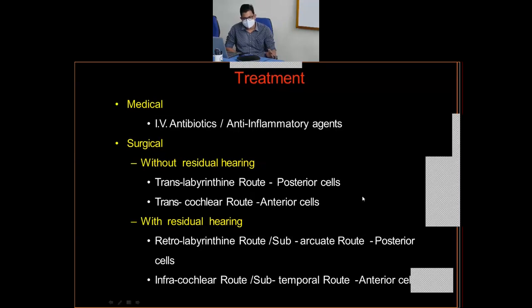And what is the aim of this surgery? We have to remove the abscess or collection. Like in mastoidectomy, we are removing the collection from the mastoid antrum. Same in petrositis, there will be collection in the petrous apex, so we have to remove the abscess, nothing else.